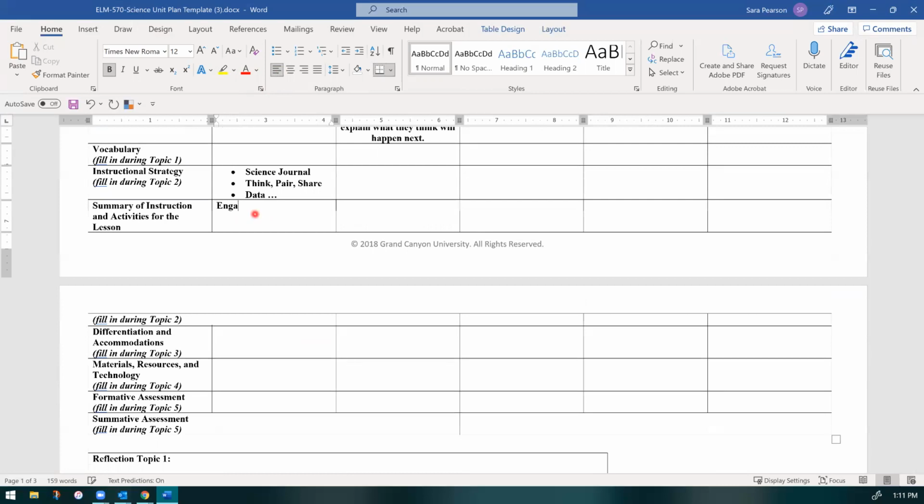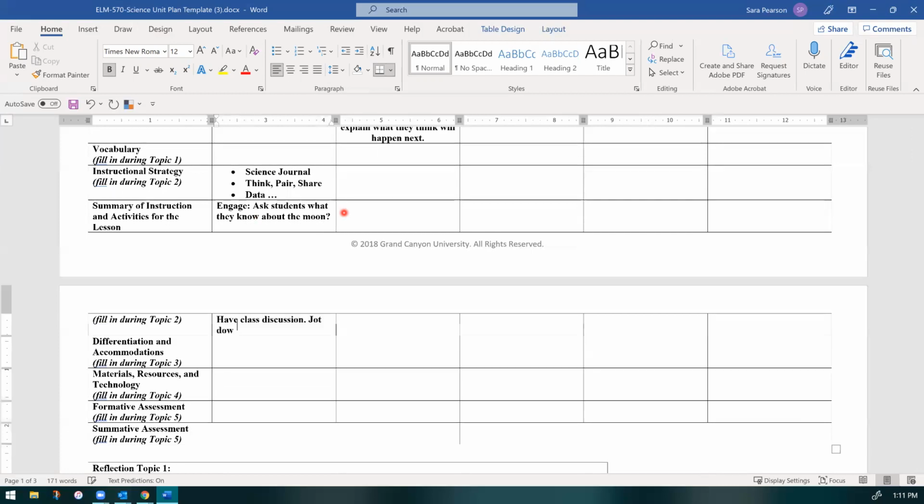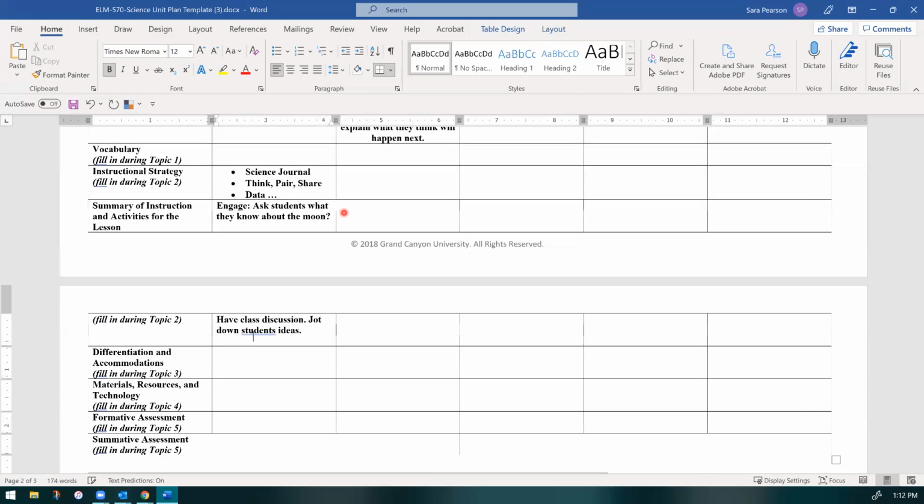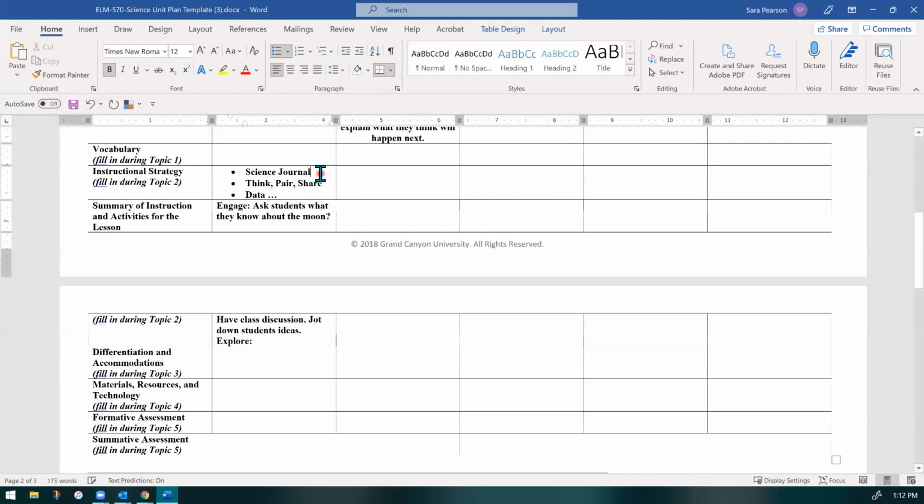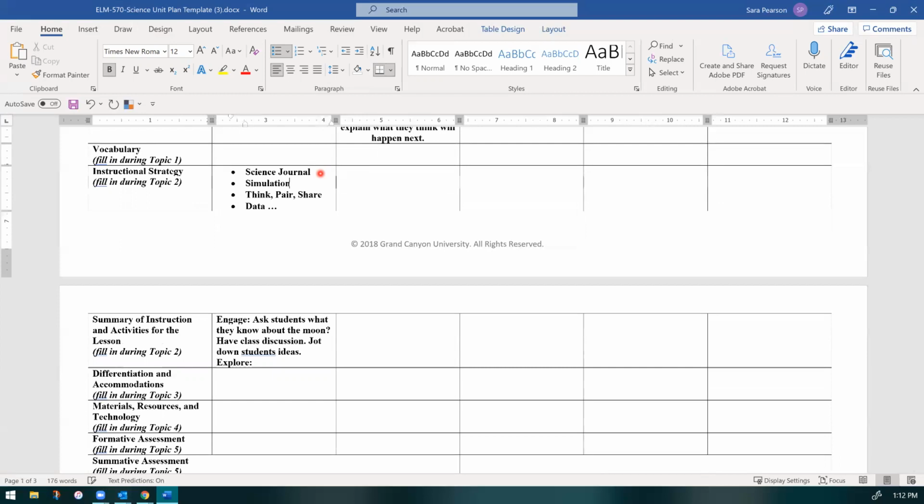I've seen students where they write the 5Es for me. So first they say I'm going to engage students, and maybe they write ask students what they know about the moon, and then have class discussion and jot down students' ideas. And then maybe you're going to have an exploration activity. So maybe you decided you wanted to use a simulation of the moon phases.